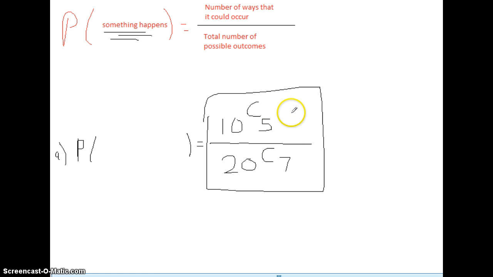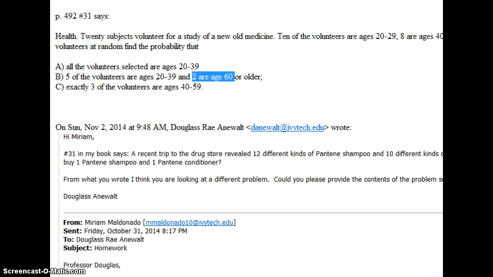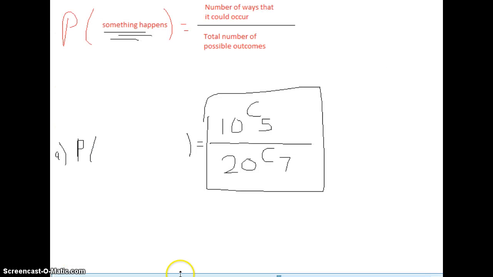And then in that second age group, let me double check, 60 or older, there were 2 people 60 or older, and we're actually selecting 2 of them. So you have 2 people 60 and over, and you're selecting 2 of them, making a group of 2. So this is the number of ways you can select 5 people from that first group of 10. And this is the number of ways you can select 2 people from that 60 and older, which had 2 people in it.